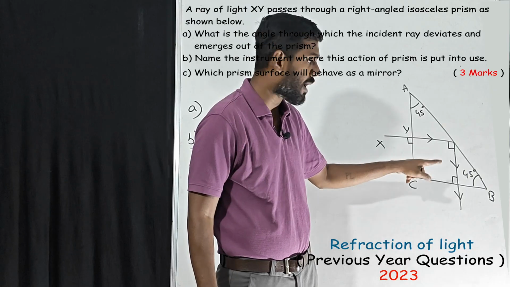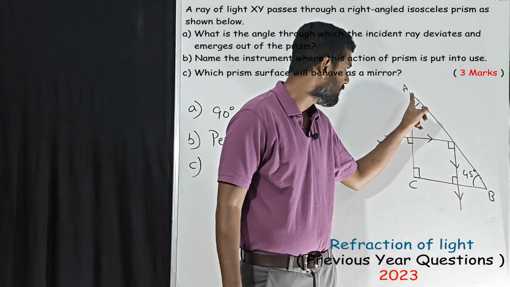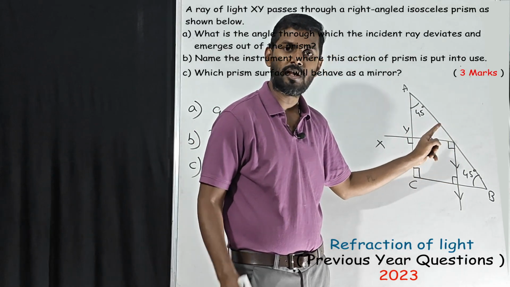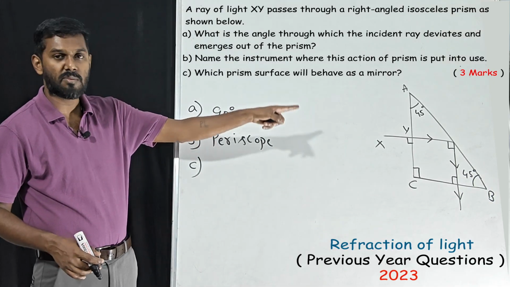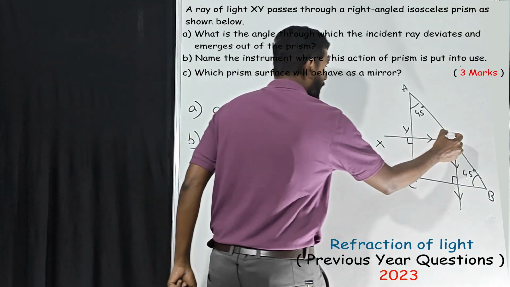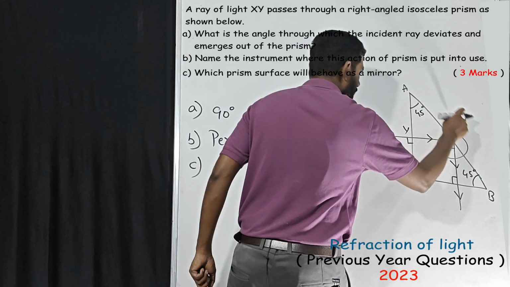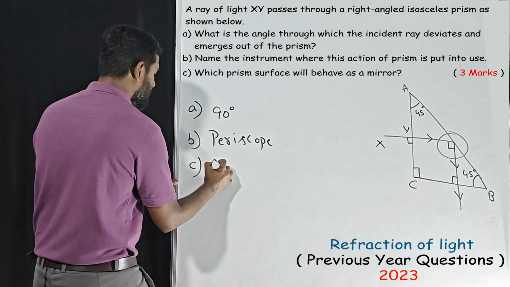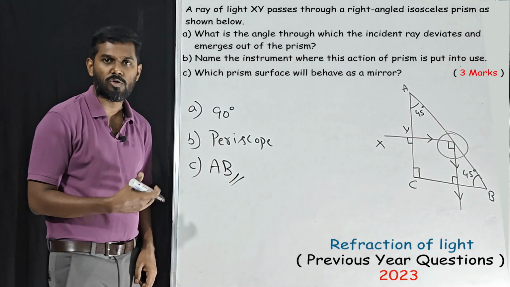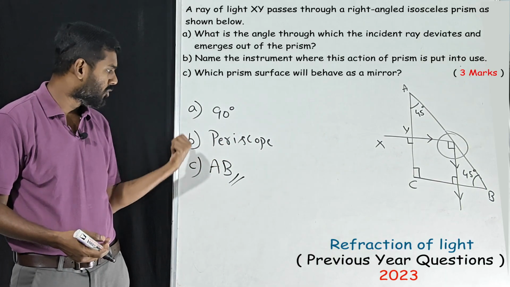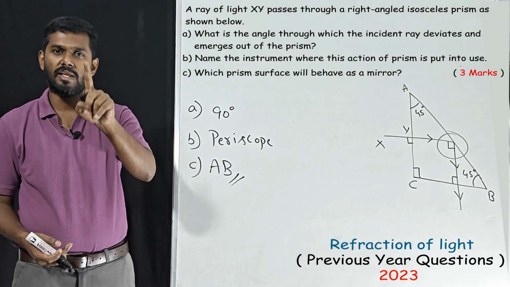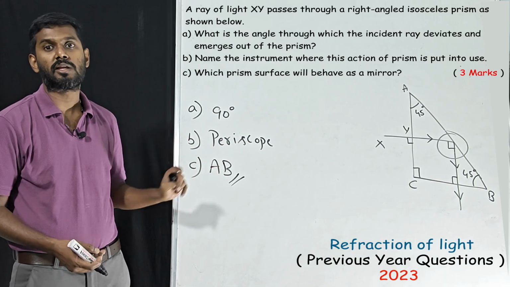Where is that reflection happening? On this surface AB. So reflection is nothing but mirror, correct? So this surface will behave as a mirror. Here reflection is taking place. So the answer is AB. See, if you know the concept, anyhow we are not going to draw it. If you know all these concepts, it will take less than 1 minute to get 3 marks.